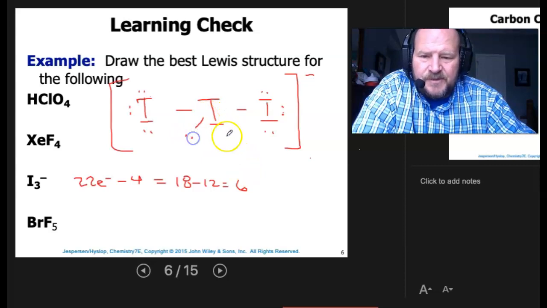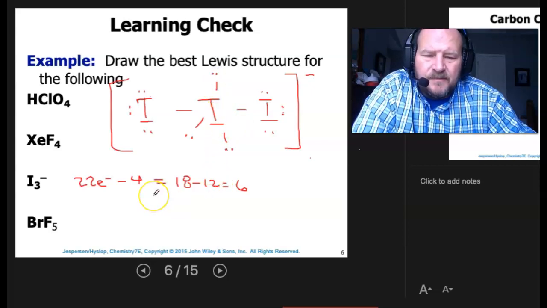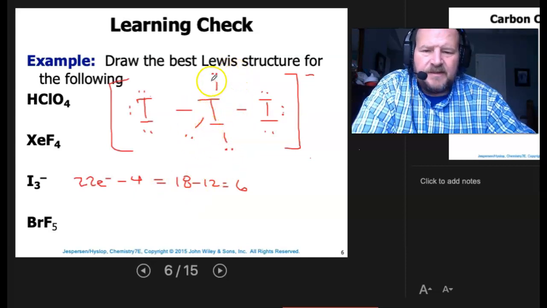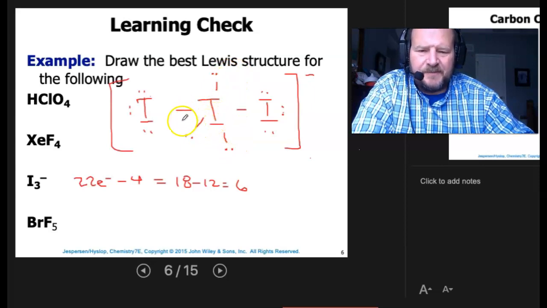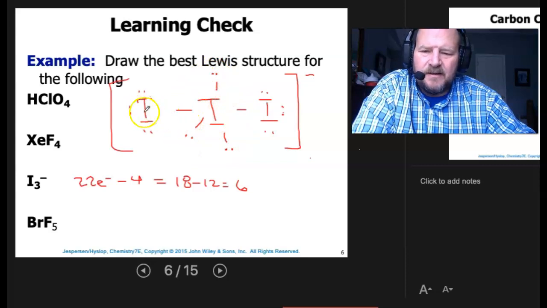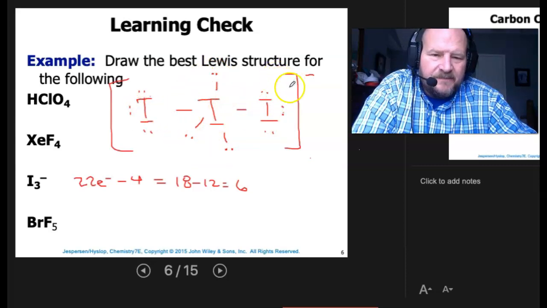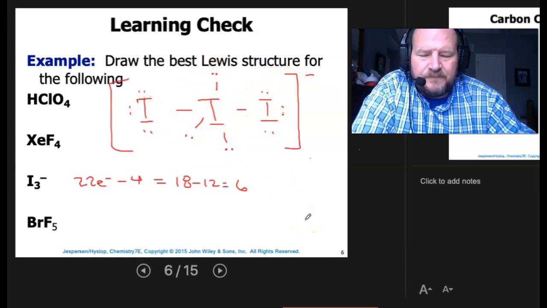So we're going to go 1, 2, 3, 4, 5, 6. Again, odd, I know, but here we're going to use our d orbital. We're going to go to the extended octet here, take those extra electrons in, so we have 2, 4, 6, 8, 10 electrons around this iodine, leaving this iodine and this iodine to have formal charges of 0.